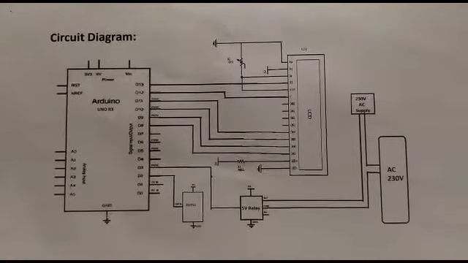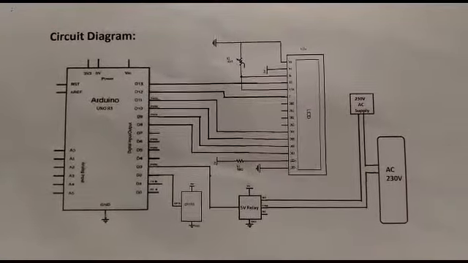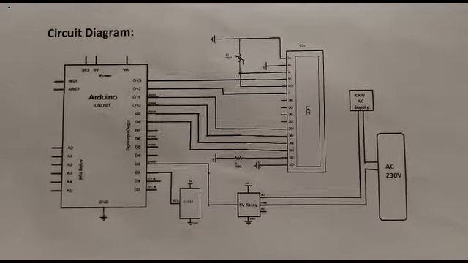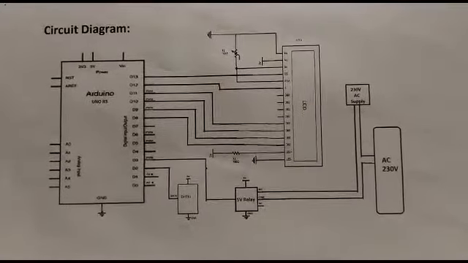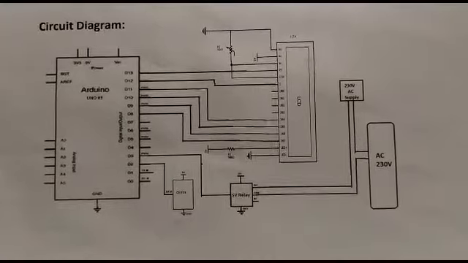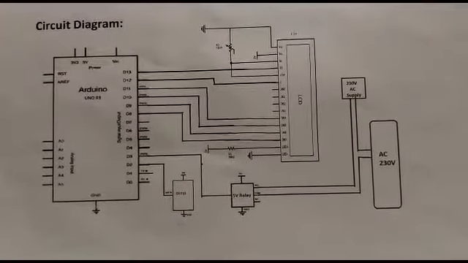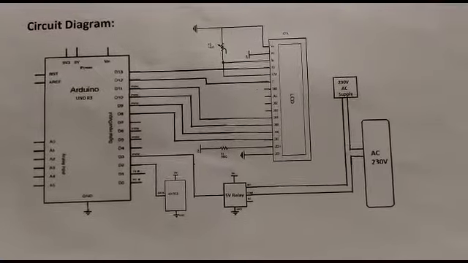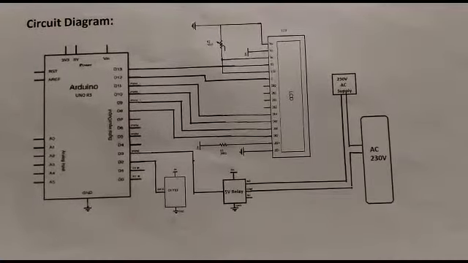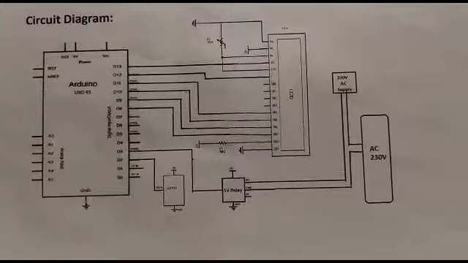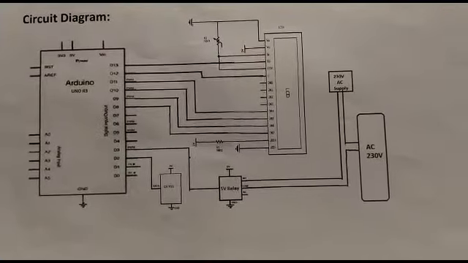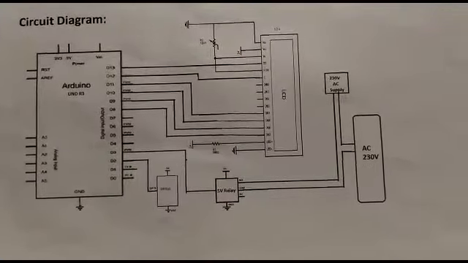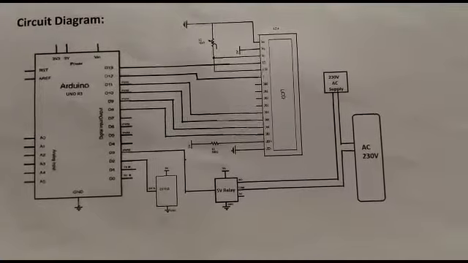Here is the circuit diagram of this system. The LCD display is connected to 5 volt and ground, and the data pins are connected to digital pins 13, 12, 11, 10, 9 and 8. The DHT11 sensor data pin is connected to digital pin 2 because it is a digital module.